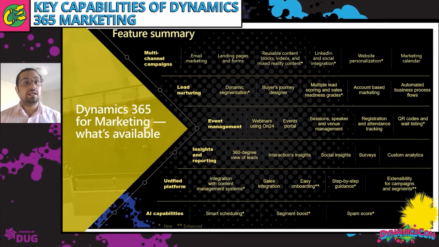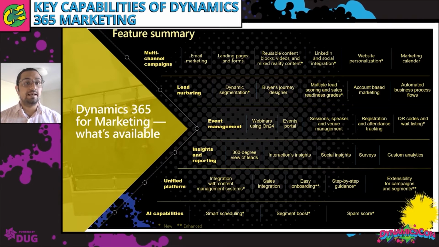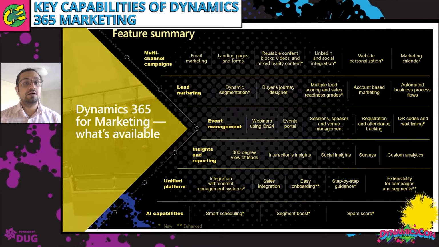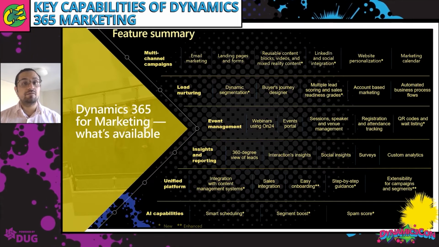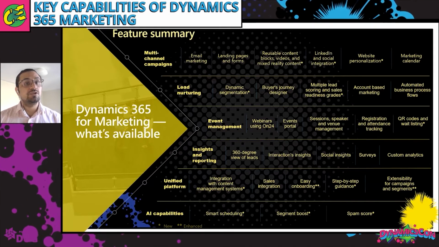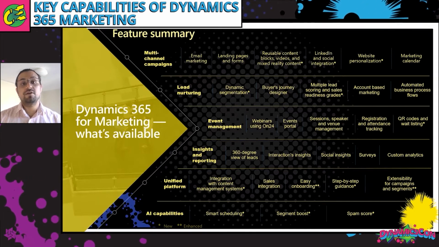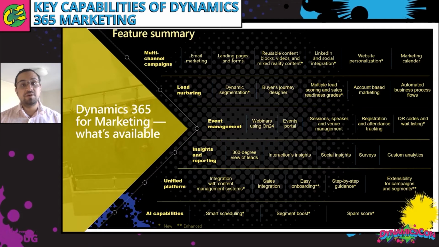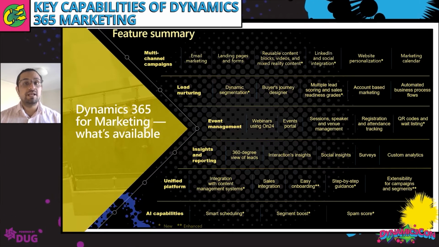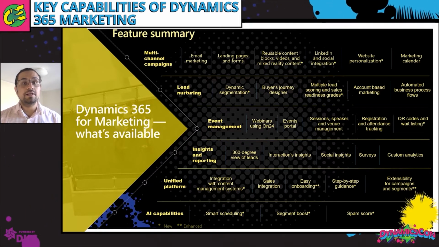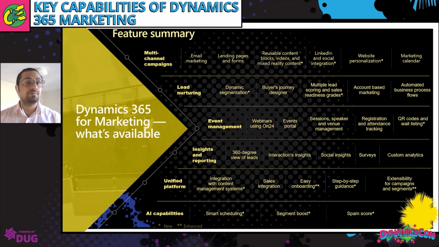You can integrate with your social media channels and LinkedIn to get the right leads and information for your customers. You can use website personalization to get more information on who is coming to your website and how much time they spend on which page, and so on. You can obviously manage everything in the marketing calendar, including your social post management.